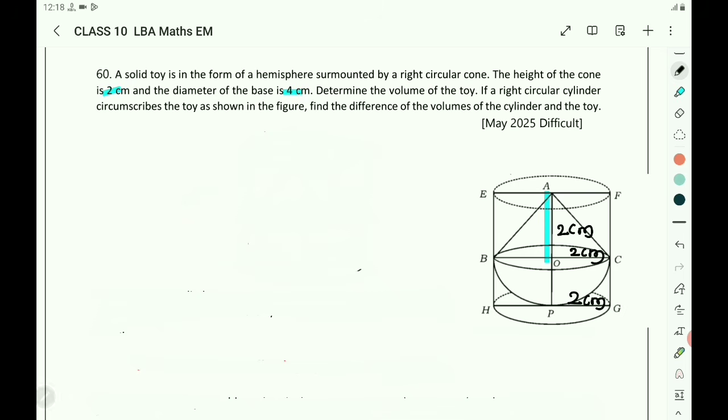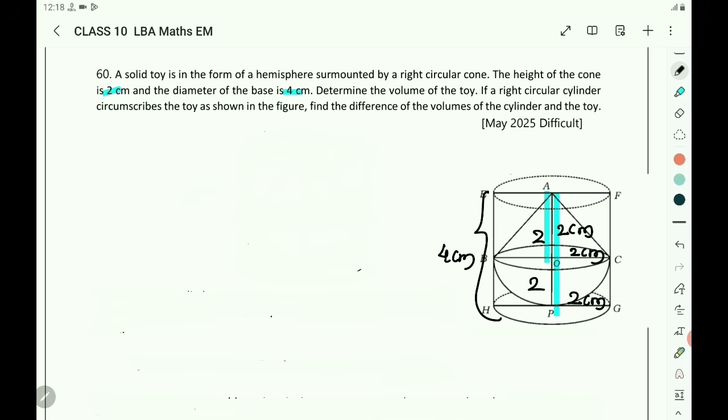And what about the height of the cylinder? Height of the cylinder is from A to P. AP is the height of the cylinder. That is equals to what? Height of the cone plus radius of the hemisphere. 2 plus 2, which is equals to, from here to here 2, here to here 2. So 2 plus 2, that is equals to 4 centimeter.